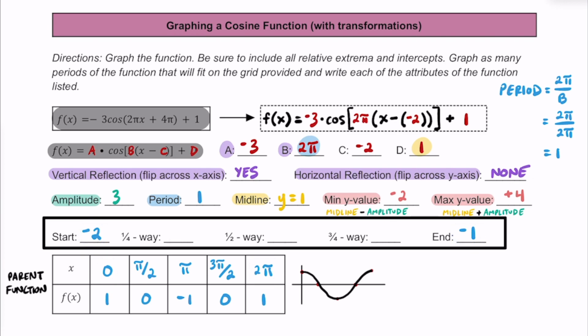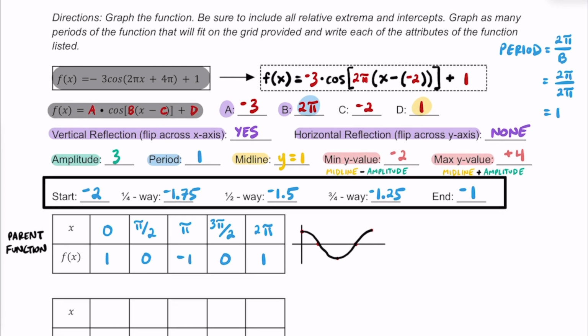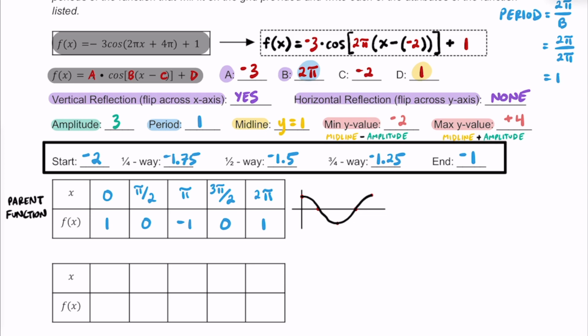All right, so if that's true, what's halfway between -2 and -1? That's going to be -1.5. That's exactly halfway through. And then for a quarter of the way through, what's halfway between -2 and -1.5? That's going to be -1.75. And then what's halfway between -1.5 and -1? That's going to be -1.25. All right, at this point, I think we're ready to start talking about our table for this function.